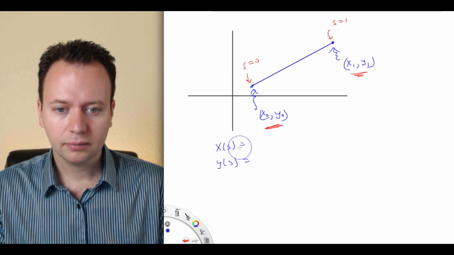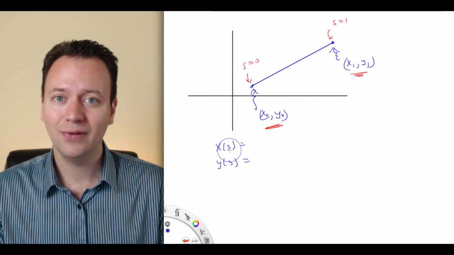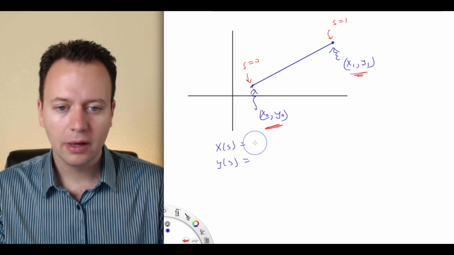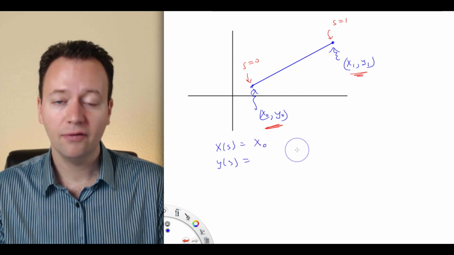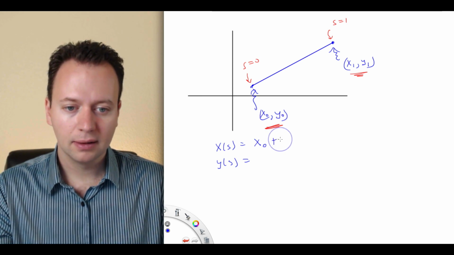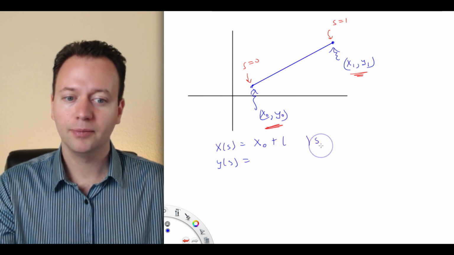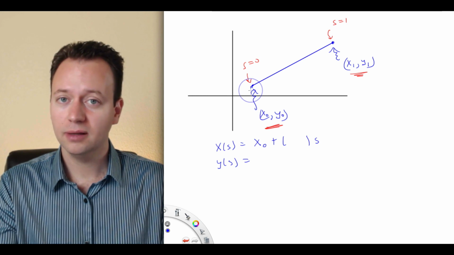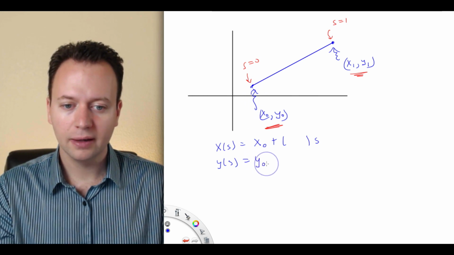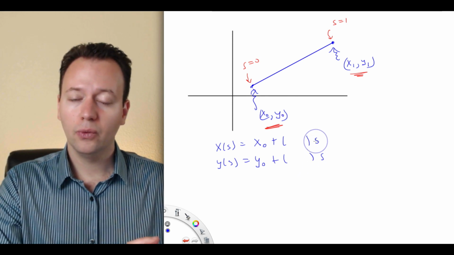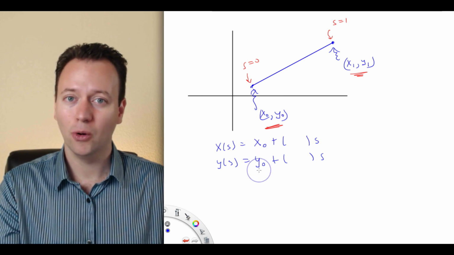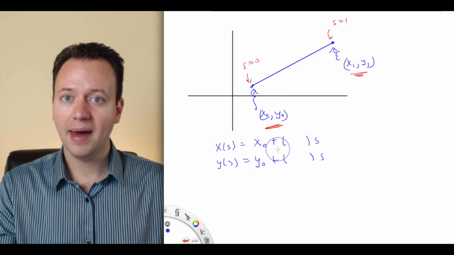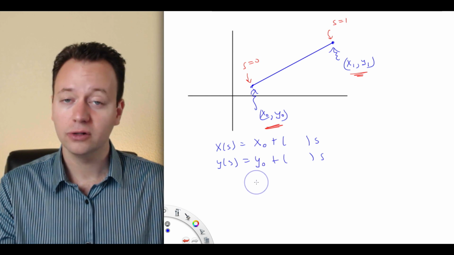Well, what should x of s be when s is equal to 0? Well, x should just be x0. Simple enough. And then plus something times s. But when s is equal to 0, that gives me x0. And similarly, we have y0 plus something times s. So when the parameter s is equal to 0, the output will just be the point x0, y0. So that's done automatically by writing these equations like this.